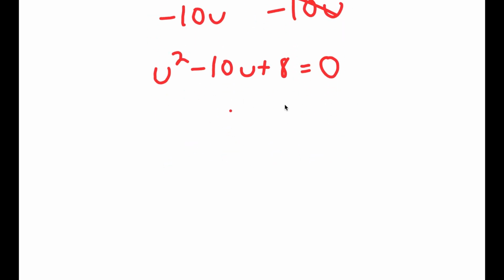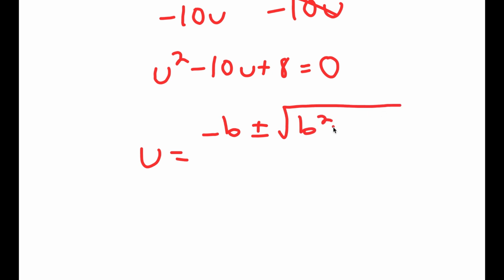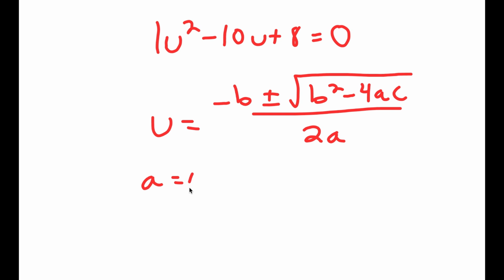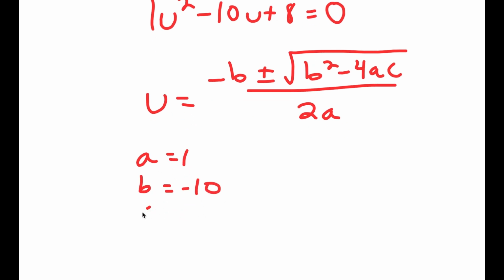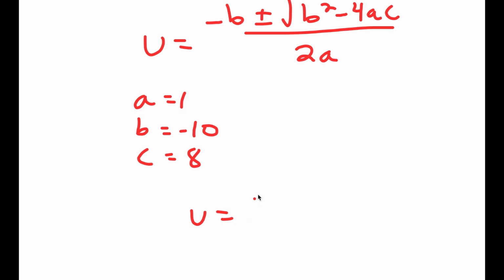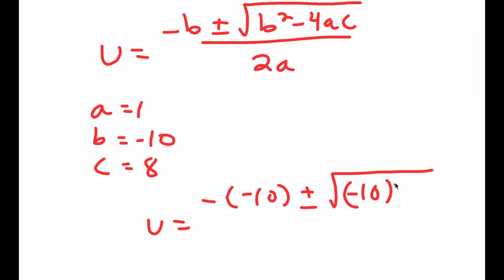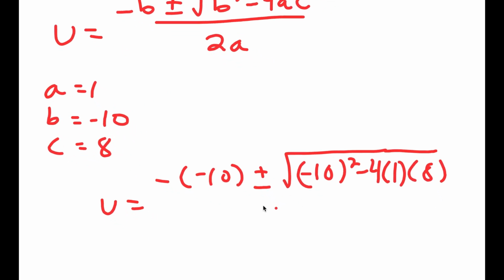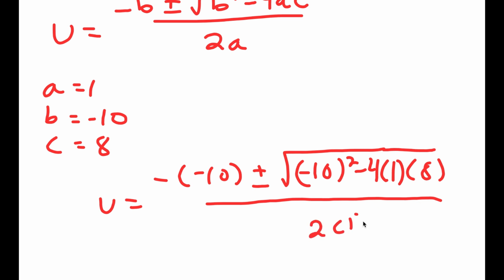Now to solve a quadratic equation like this, I'm going to use the quadratic formula, which is negative b plus or minus the square root of b squared minus 4ac all over 2a. So in this case, a is 1, b is negative 10, and c is 8. So I get u is equal to negative of negative 10 plus or minus the square root of negative 10 squared minus 4 times a, which is 1, times c, which is 8, all over 2a, so 2 times 1.